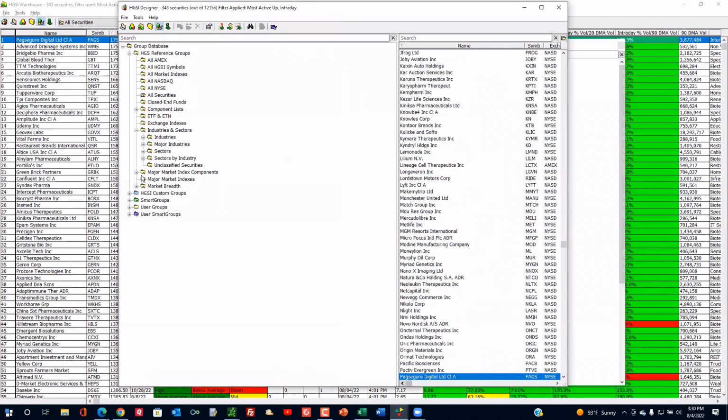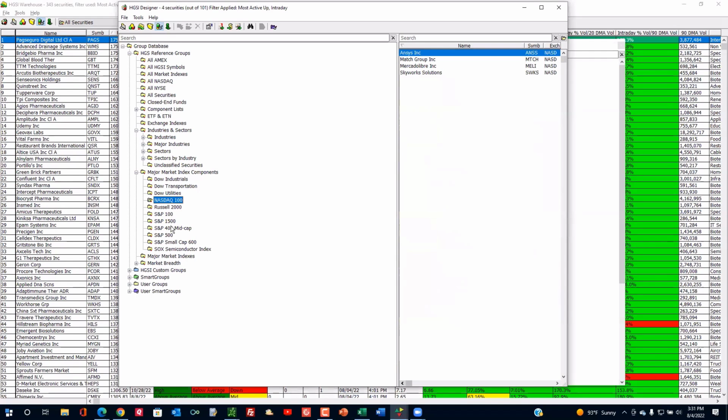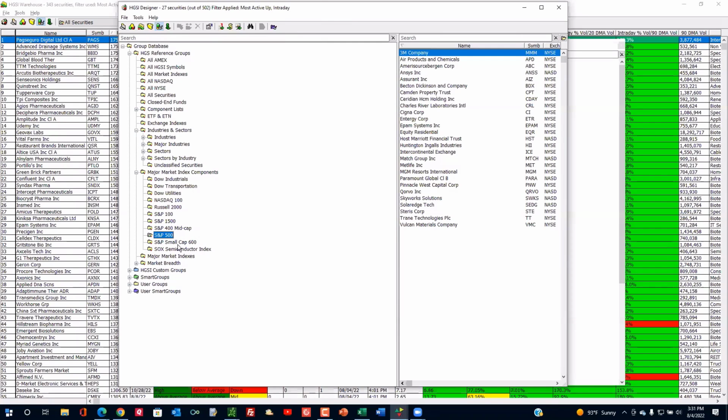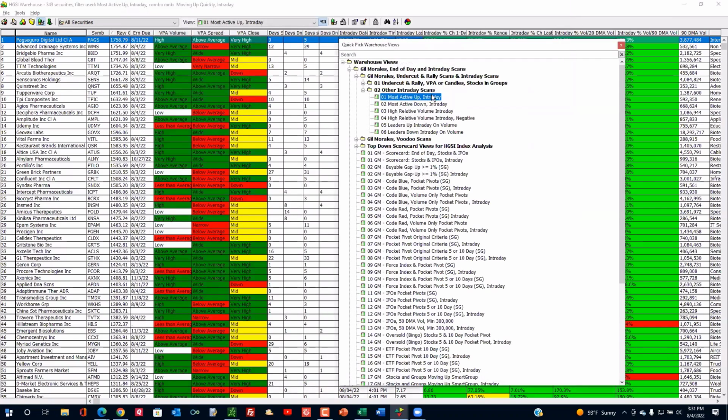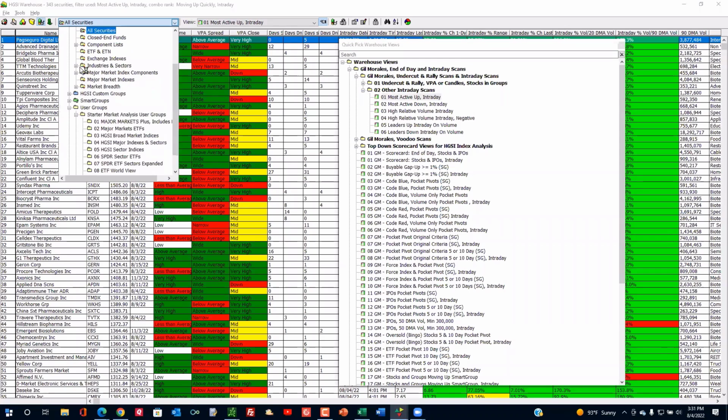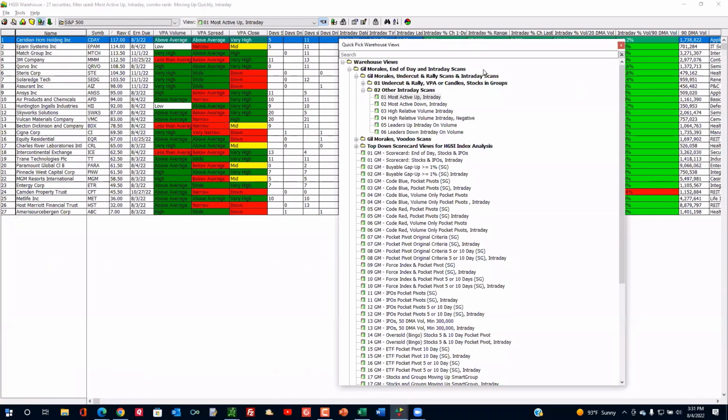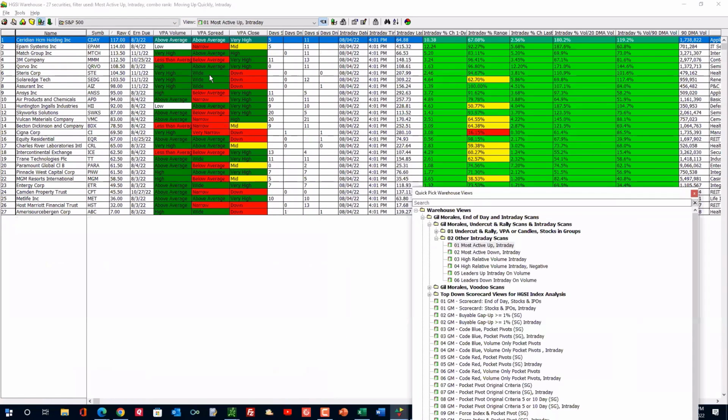I'm going to go into the major market components. I just want to look at some big stocks here. Let's look at the NASDAQ, or let's look at the S&P 100. No, there's fewer there. How about the S&P 500? Okay, the S&P 500, these stocks on this are coming up. Well, what happened? I didn't select that, did I? There we go. These stocks are coming up as the most active stocks.